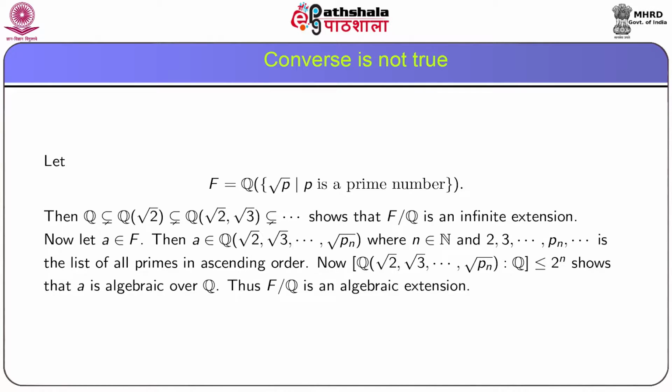You know that the degree of the extension Q(root 2) over Q is 2, the degree of the extension Q(root 2, root 3) over Q(root 2) is 2, and so on. Thus, the degree of the extension Q(root 2, root 3, up to root p_n) over Q will be less than or equal to 2 to the power n. That is, this extension Q(root 2, root 3, up to root p_n) by Q becomes a finite extension and so algebraic. Thus, the element a becomes algebraic over Q. Since a is an arbitrary element of F, it follows that the extension F by Q is an algebraic extension. Thus, we get an example of an algebraic extension which is not finite.